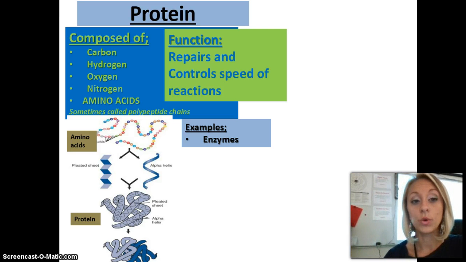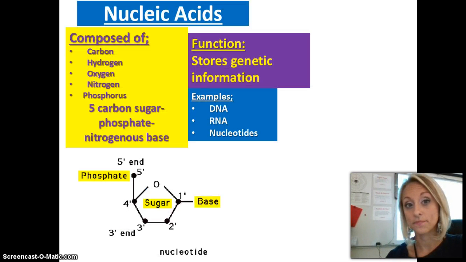We have proteins, which are composed of carbon, hydrogen, and oxygen atoms, just like the other 2, except now we also add in some nitrogen. Proteins are composed of many amino acids. So if we take a look at the picture, all of these colorful circles or dots are each individual amino acids. One amino acid would be considered a monomer. Once you chain them together and fold them, you get a protein, like you see at the bottom. The function of a protein is to repair and also to control the speed of reactions. Examples of a protein would be an enzyme.